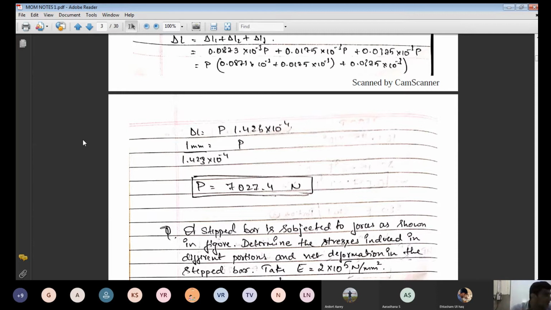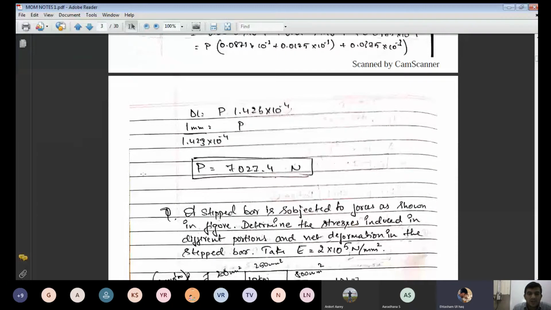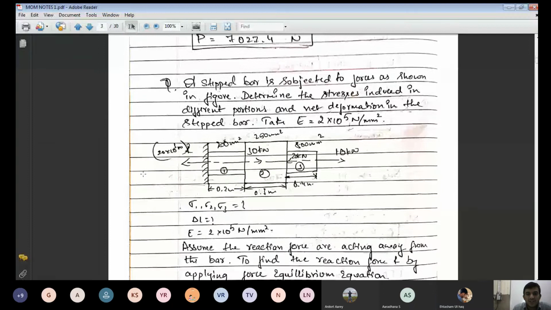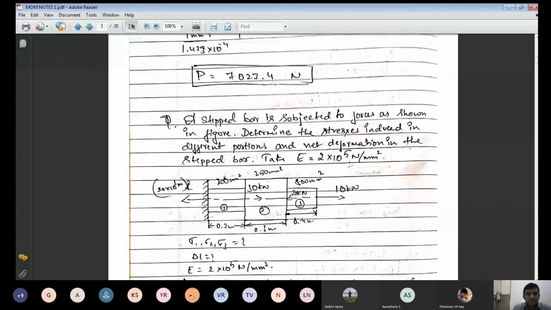Shall I go for the next problem? All of you got the same value? Yes, sir. I'll go for the next problem. Now see the next problem here. Take the next problem. Don't copy the problem. Directly read the problem and take the sketch.